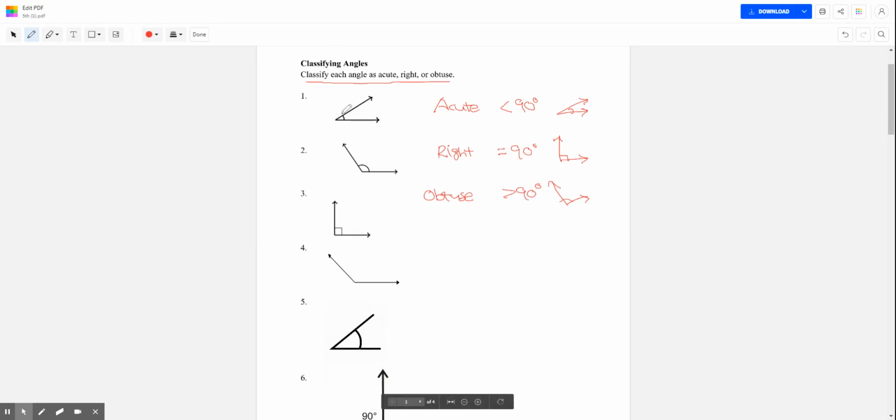So, number one, we can see that this picture matches our description of an acute angle. So that's the answer. Number 2 matches our description of the obtuse angle. And number 3 matches our description of a right angle.